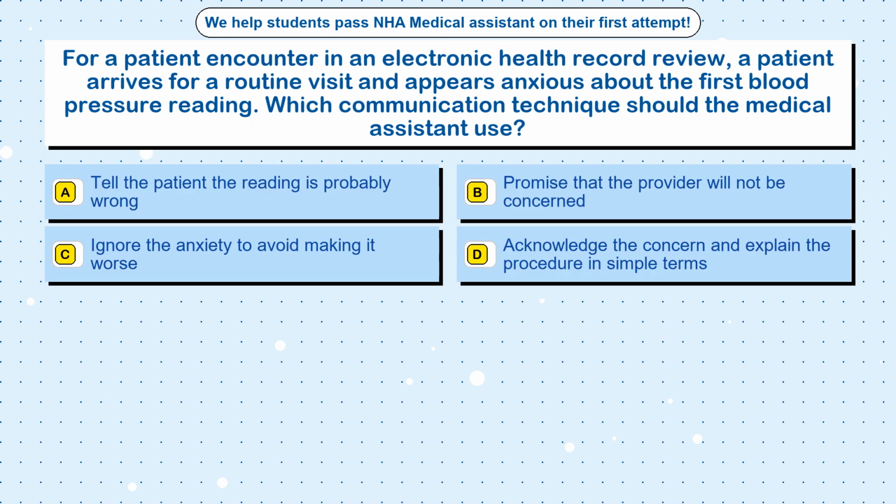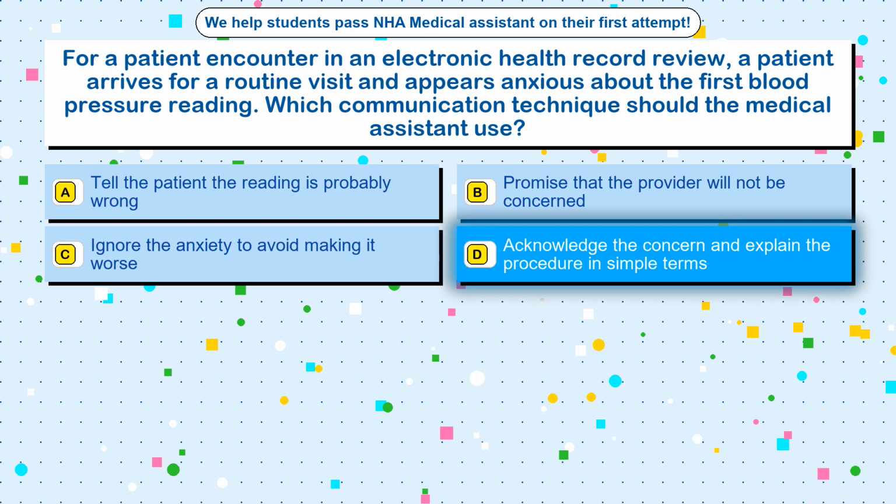Question 55. For a patient encounter in an electronic health record review, a patient arrives for a routine visit and appears anxious about the first blood pressure reading. Which communication technique should the medical assistant use? Option A, tell the patient the reading is probably wrong. Option B, promise that the provider will not be concerned. Option C, ignore the anxiety to avoid making it worse. Option D, acknowledge the concern and explain the procedure in simple terms. The correct answer is option D, acknowledge the concern and explain the procedure in simple terms.